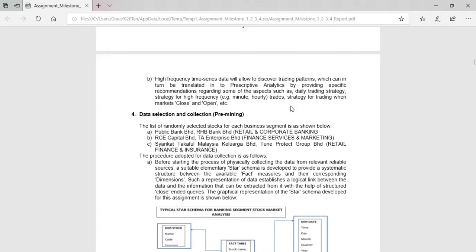On the higher value-added side, high frequency time series data analysis allows us to generate certain prescriptive analysis recommendations, which can be of great value to the investors when it comes to deciding the trading strategy for high performing high frequency trades, or deciding at what time you should enter the market, whether it is a good time to enter during the closing hours, opening hours, what time, and during which period of the month or week you should be doing that.